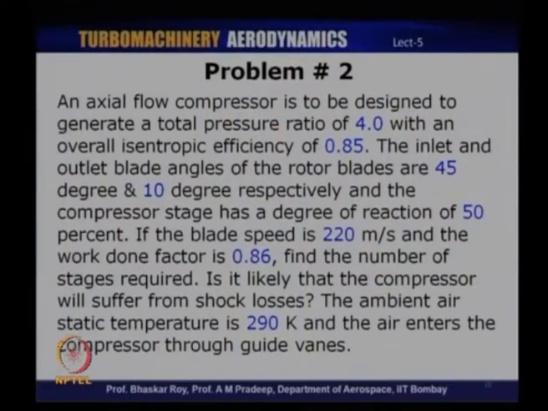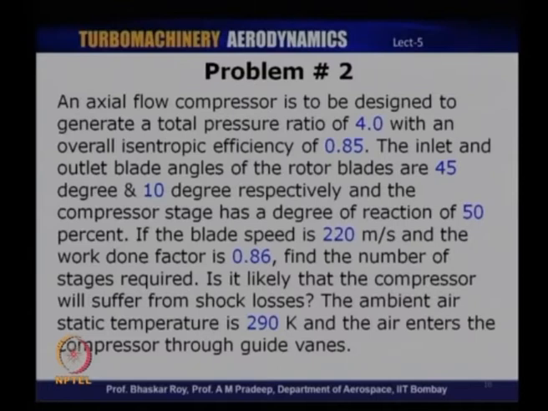An axial compressor is to be designed to generate a pressure ratio of 4 with an overall isentropic efficiency of 0.85. The inlet and outlet blade angles of the rotor are 45 degrees and 10 degrees respectively, and the compressor stage has a degree of reaction of 50%. If the blade speed is 220 meters per second and the work done factor is 0.86, find the number of stages required. Is it likely that the compressor will suffer from shock losses?